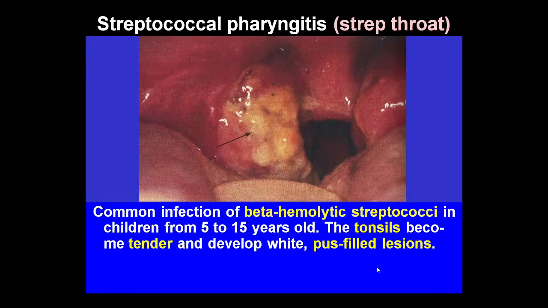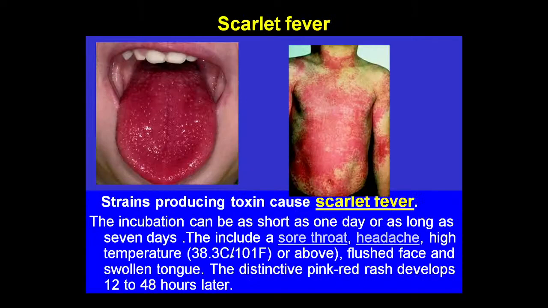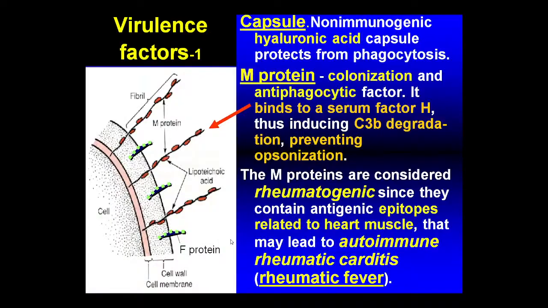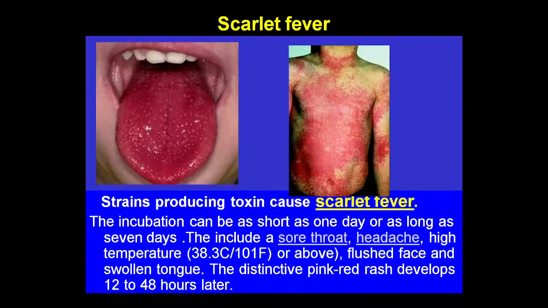Then typical strep throat, streptococcal pharyngitis, is usually caused by beta hemolytic streptococci in children from 5 to 15 years old. You can see the tonsils become tender and develop white pus-filled lesions. But sometimes, if we have this type of infection with streptococcus, it may produce an additional so-called pyrogenic toxin. Then the disease may turn into so-called scarlet fever.